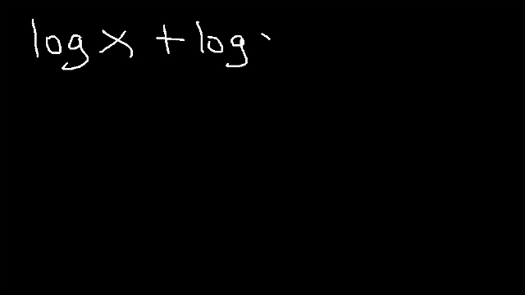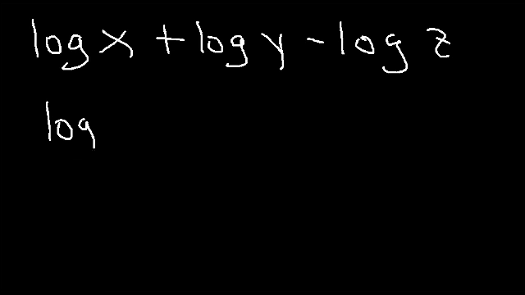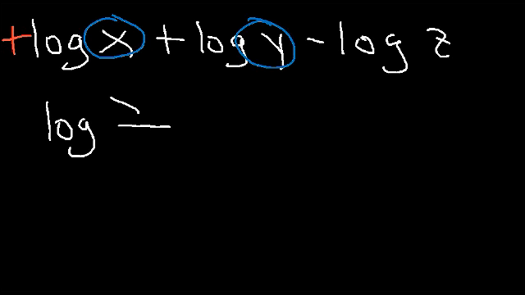Consider the following expression: log x plus log y minus log z. How can we combine this log expression into a single log? If there's a positive sign in front, the variables will go on top. If there's a negative sign in front, it's going to go on the bottom. So it's going to be log xy over z. That's all you got to do for this particular problem.